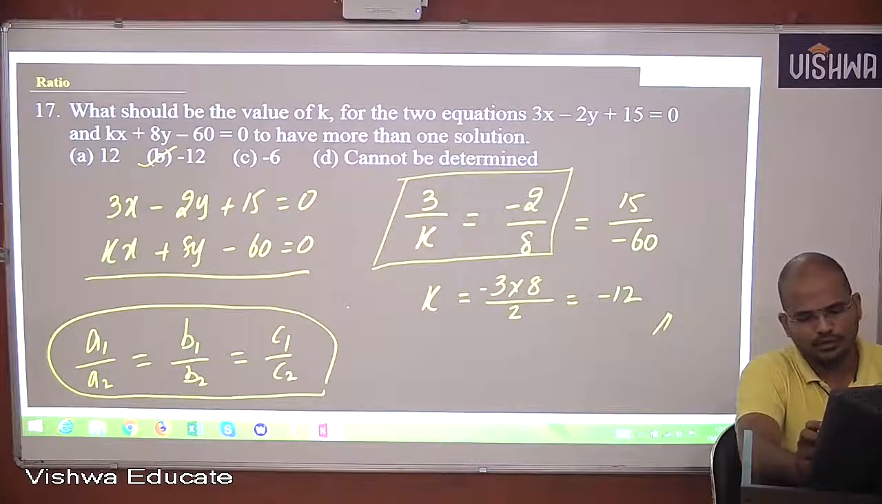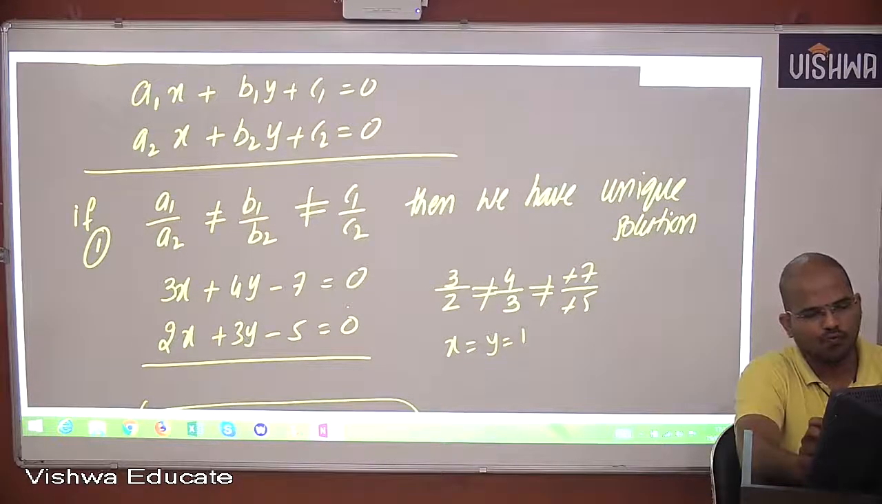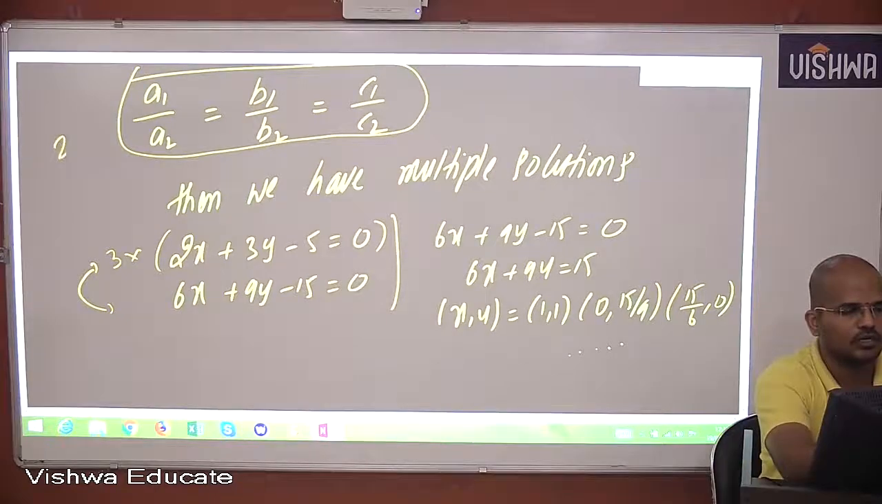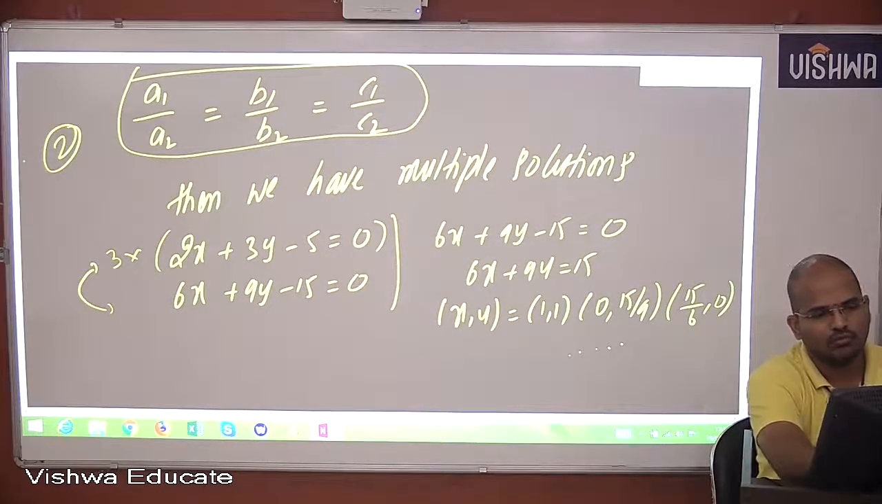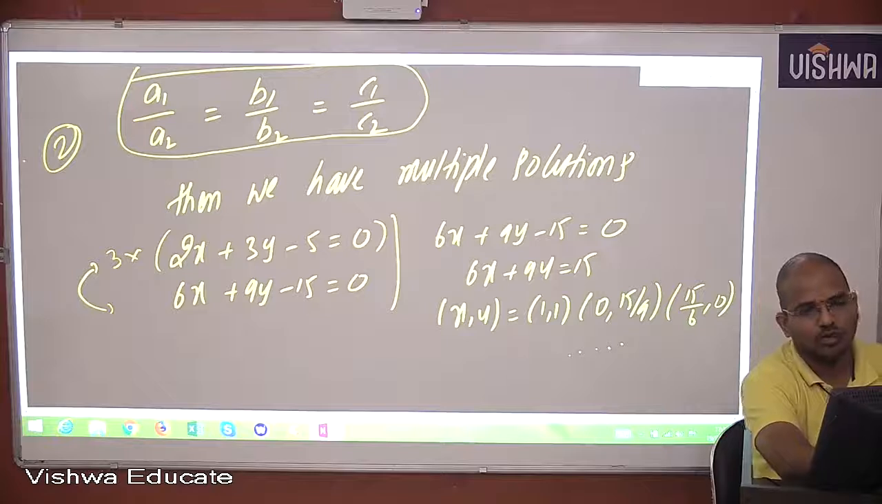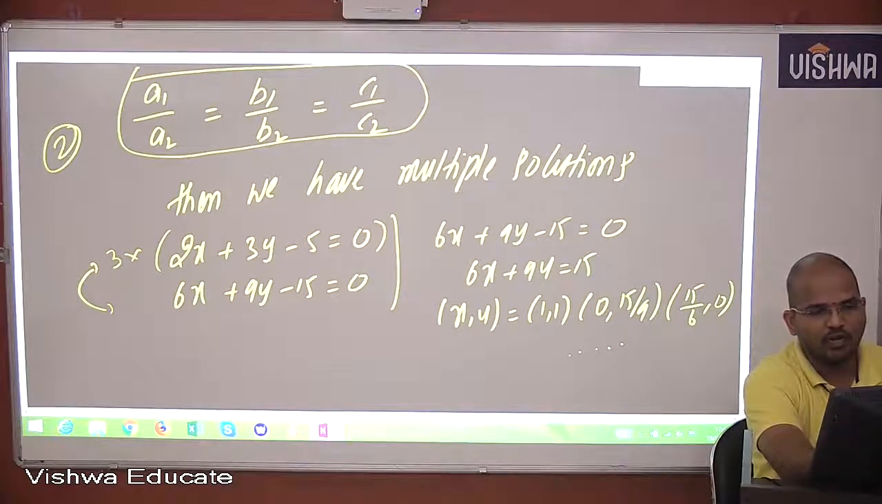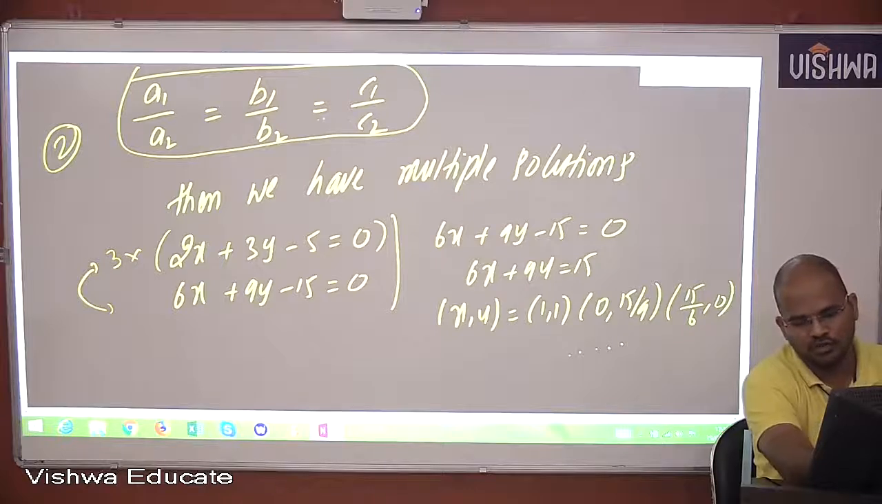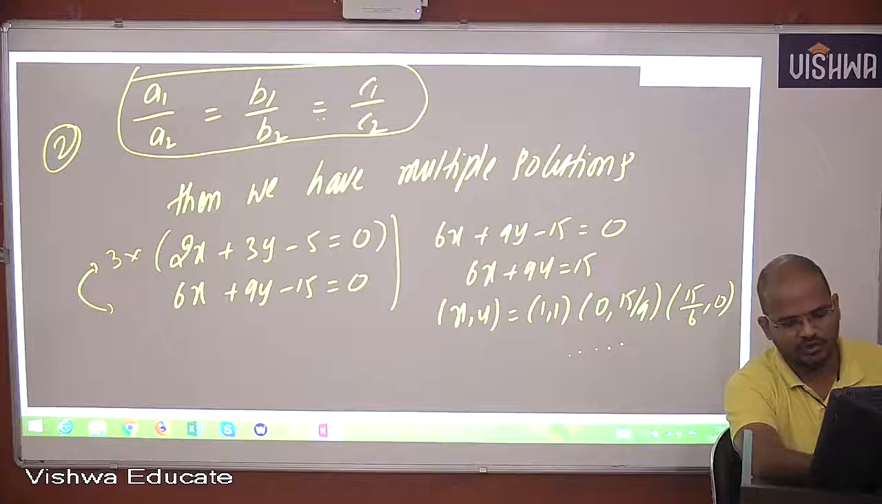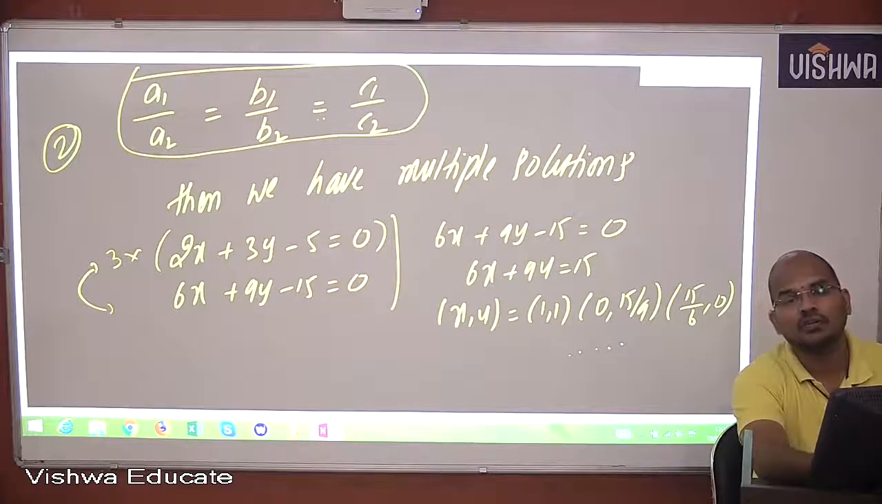Okay, so this is case 1, this is case 2. What is case 3? If a1 by a2 is equal to b1 by b2 is not equal to c1 by c2, then we cannot solve the problem. They are called transcendental equations.